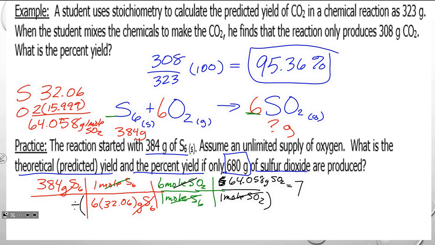We'll just use 3 significant figures. We got one? What you got? Okay, good. Grams of SO2, right? So in order to get the percent now, we're going to take that number right here, 680, divide it by 767, times it by 100, and we're going to get our percent.